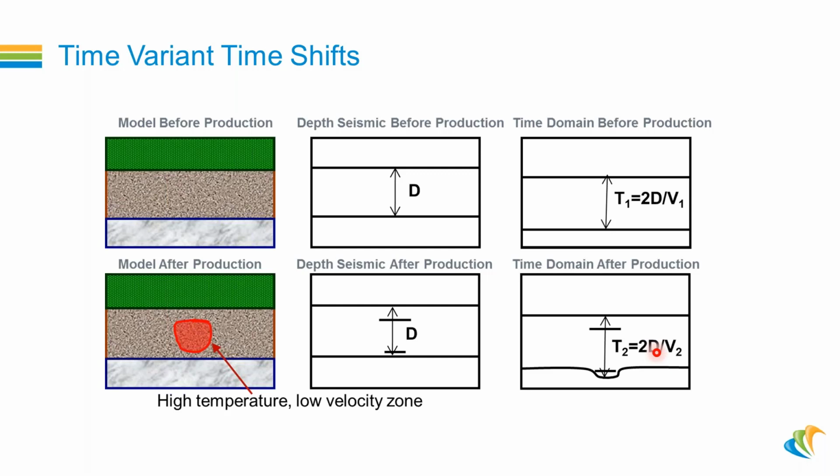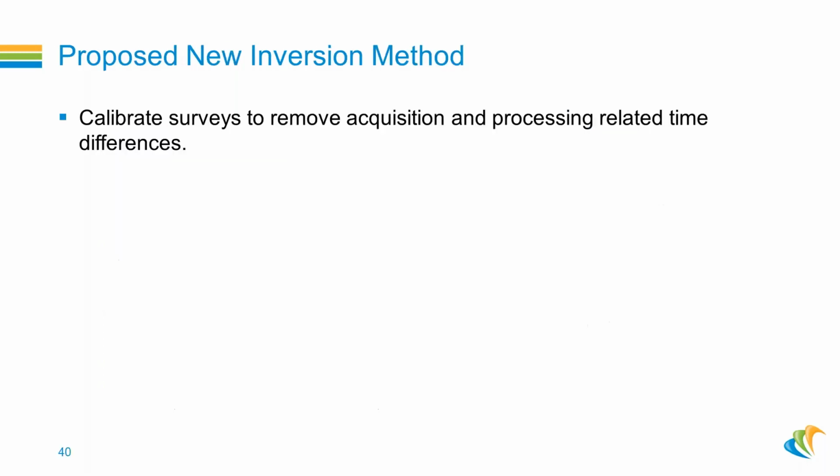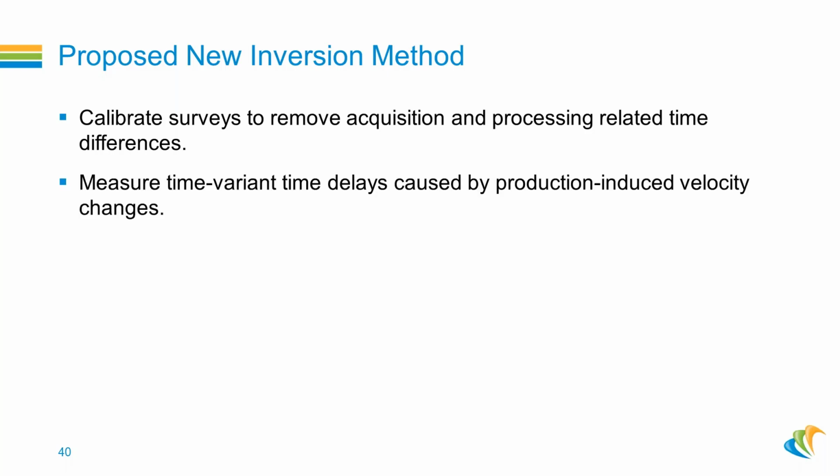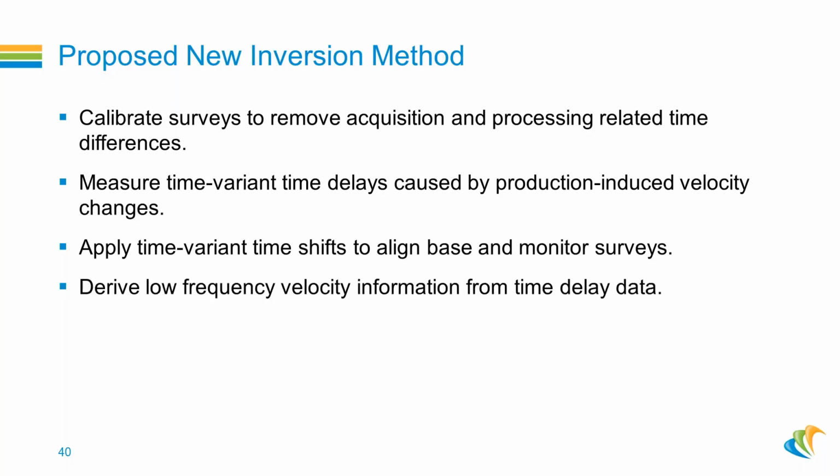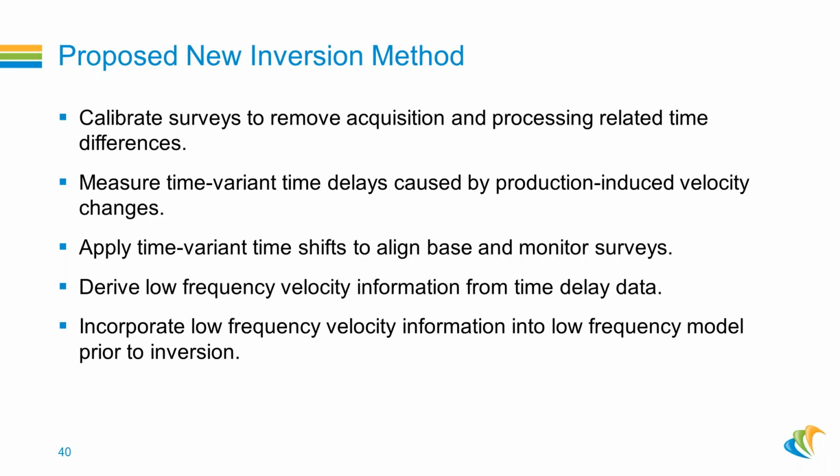Then we can use this information to create some sort of new low frequency model. So what we do in this inversion method is calibrate surveys to remove acquisition and processing related time delay differences, measure time variant time delays caused by production-induced velocity changes to align the monitors to base, apply time variant time shifts to align the base and monitor, and derive low frequency velocity information from time delay. So this time delay is very important, so we can use this for that initial model generation. And we can incorporate low frequency velocity information into the low frequency model before inversion.